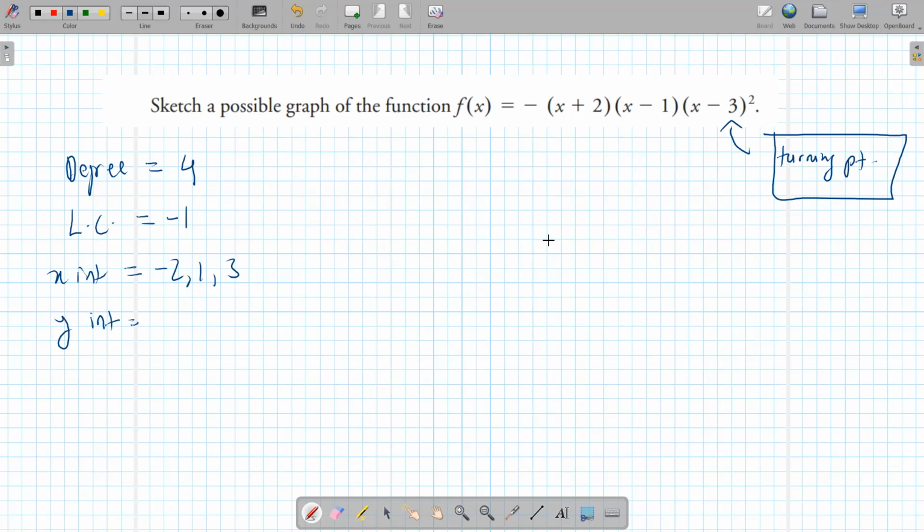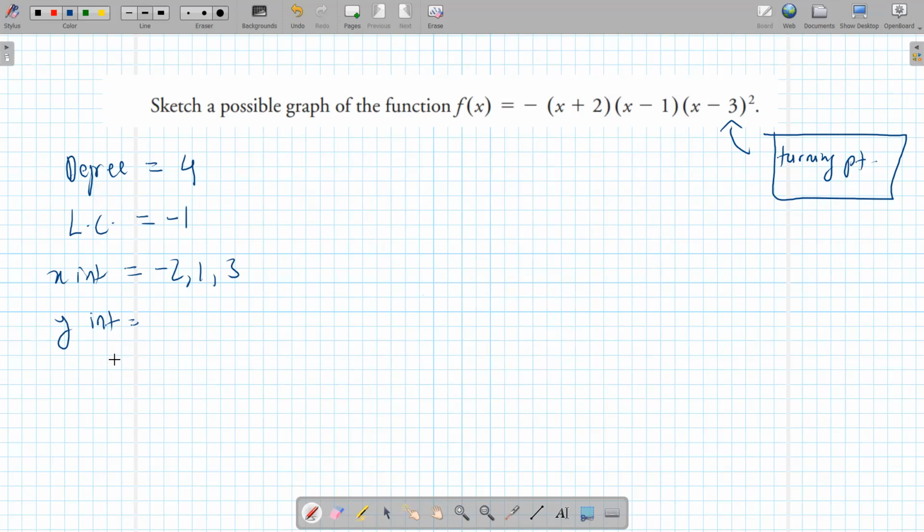What does a squared mean? It means a quadratic, right? A parabola. That's the idea. Whichever root is doubled, it's going to have a turning point. Whichever root is single, like see, this one is one root, that means it's a straight line. I'll show you. All right, last thing, y-intercept.